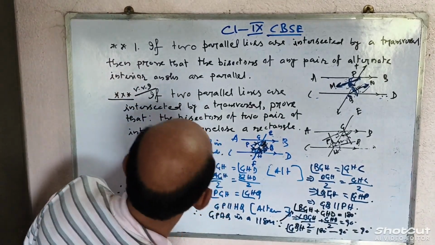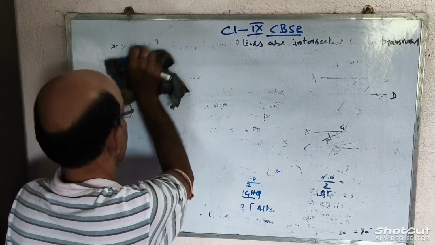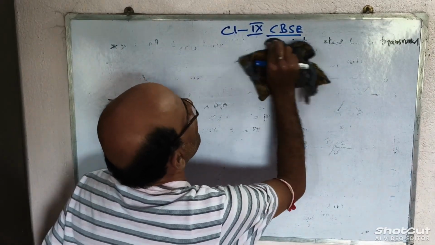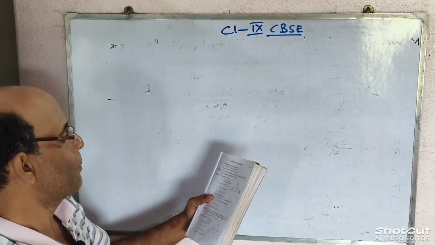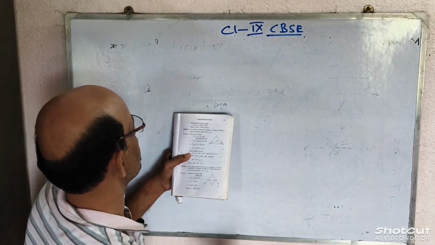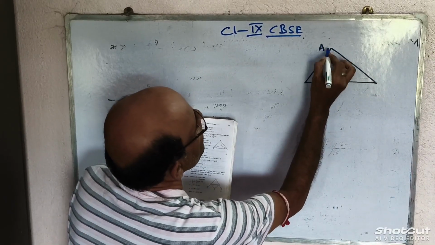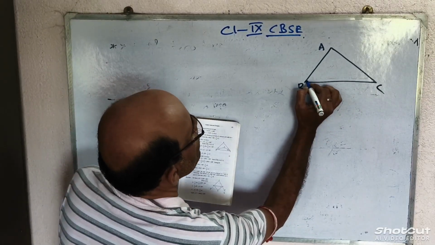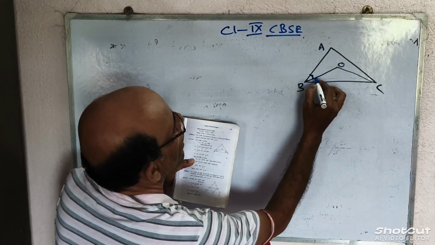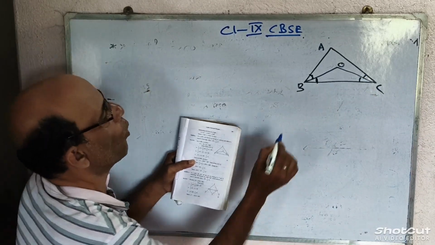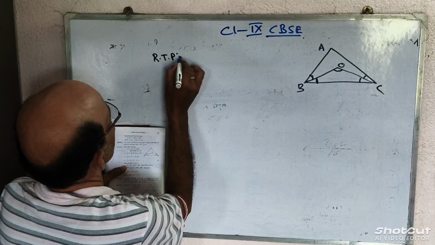In triangle ABC, the bisectors of angle B and angle C intersect each other at a point O. ABC is a triangle in which bisectors of angle B and angle C meet at O. You have to prove that. Required to prove.